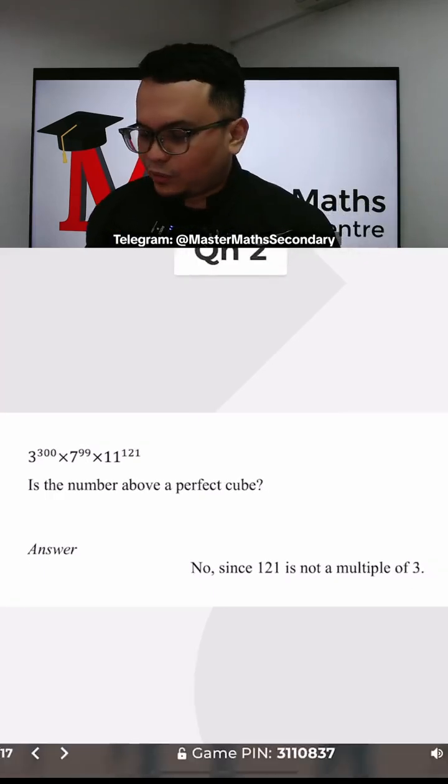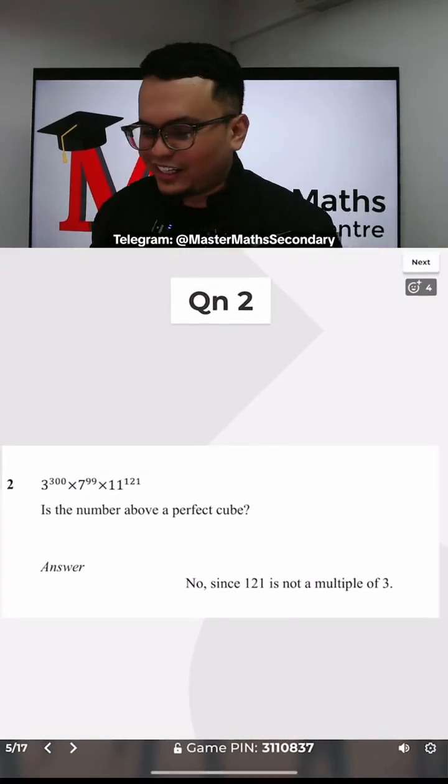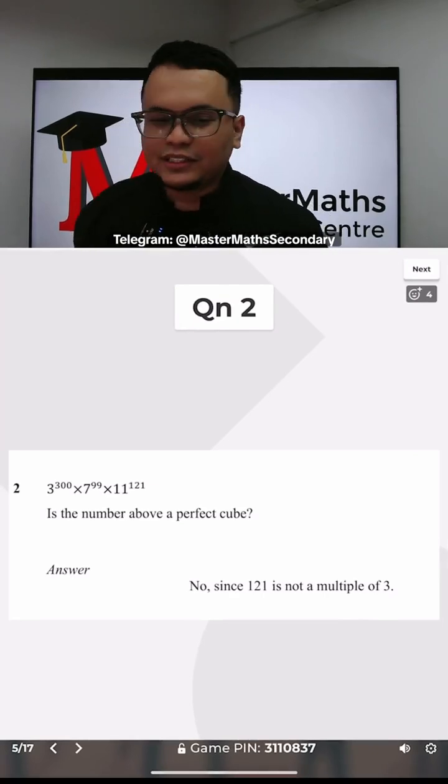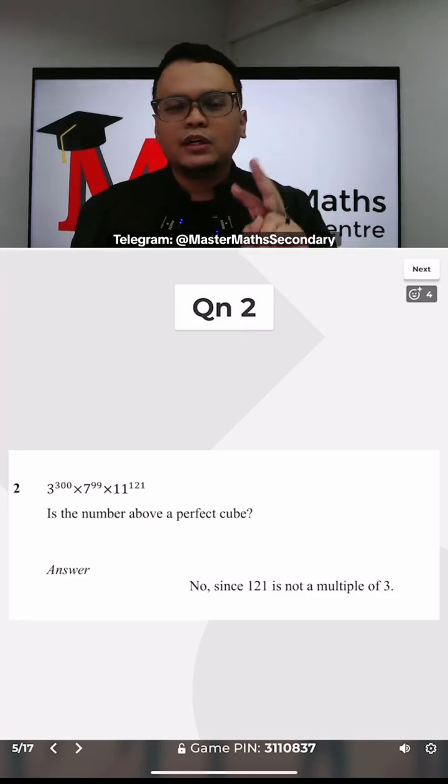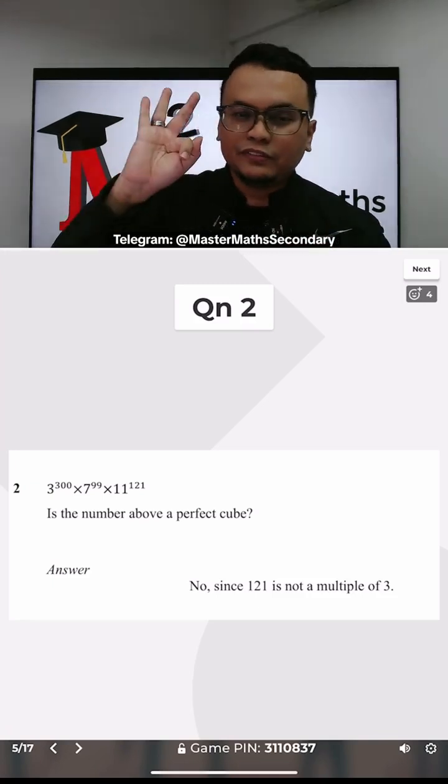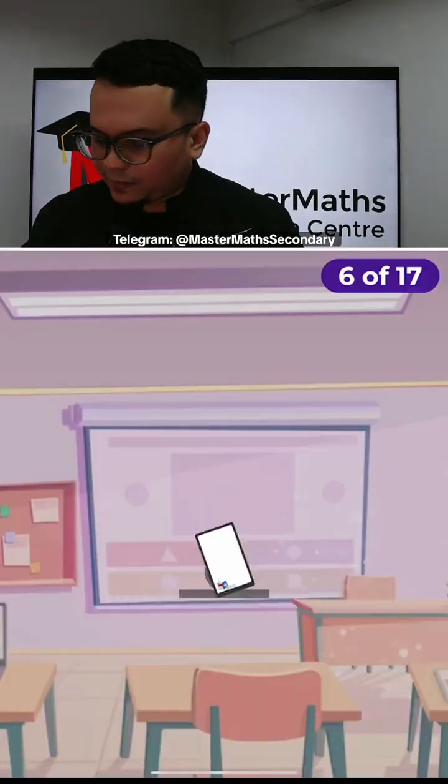It's okay guys, you can still try the next one. We still have 6 more questions. So remember this: for perfect squares, powers must be multiples of 2; for perfect cubes, powers must be multiples of 3. Let's take a look at the next one.